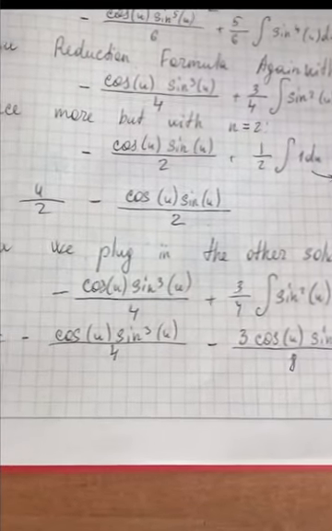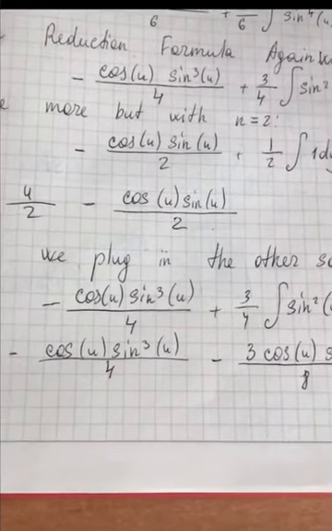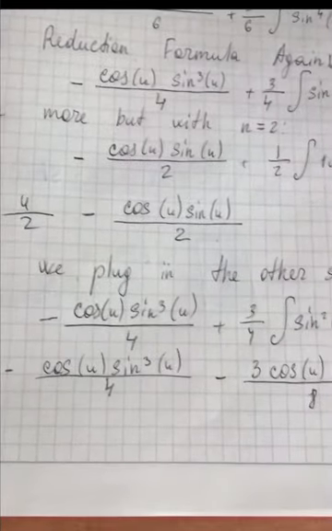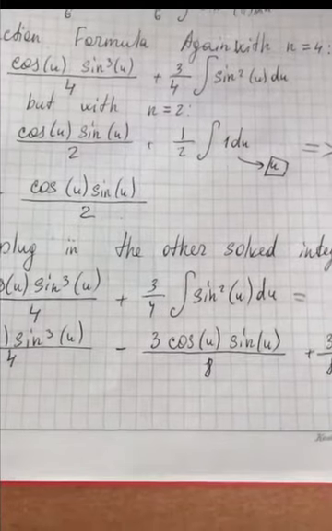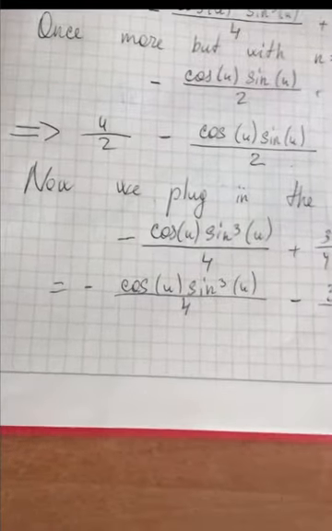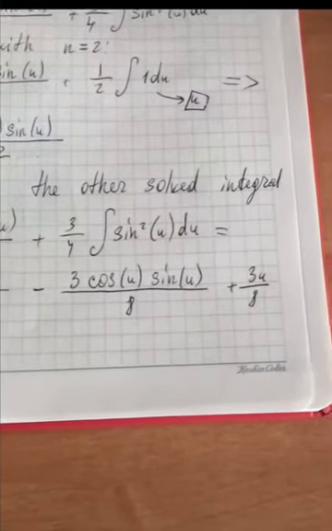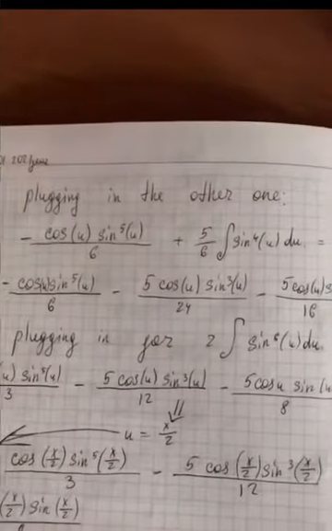So for example, let's take at first this one: minus cosine u sine cubed u divided by 4 plus 3 divided by 4 times the integral of sine squared u du, which equals, okay, I will not retell all of it again, but you can see that. And now we will move on to the next page. Actually, the solution is quite long. Now plugging in the other one.